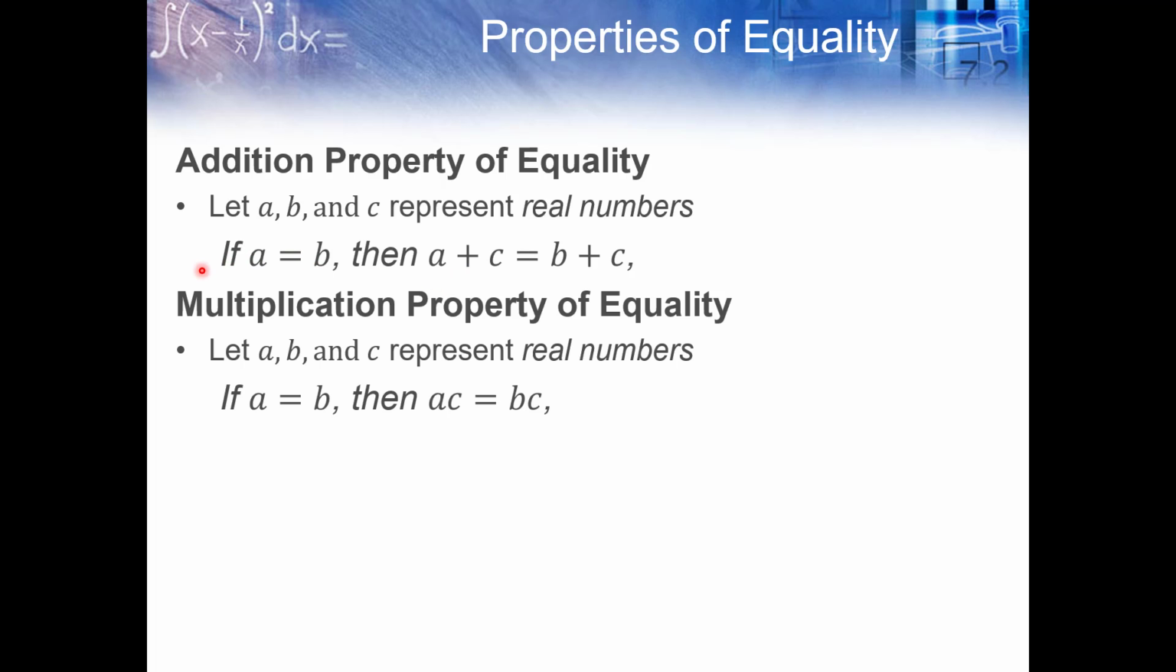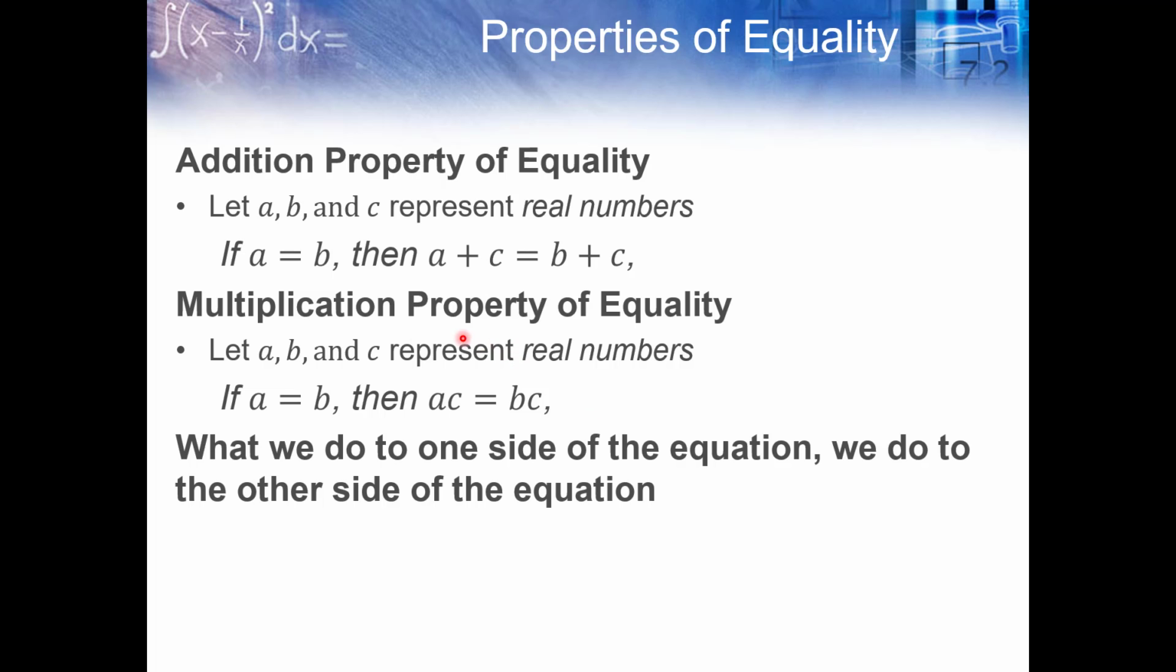Similarly, we also have the multiplication property of equality. And that says the exact same thing, except we're multiplying instead of adding. So if a equals b, then a times c will be equal to b times c for any c with the exception of c equals 0. Well, actually, it would also include c equals 0, but it tends to break down in that particular case.